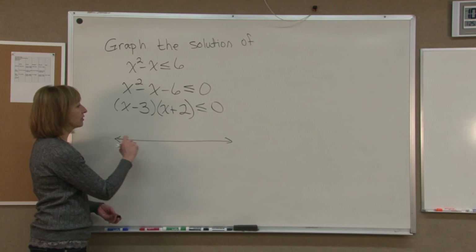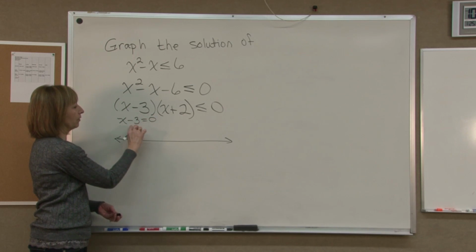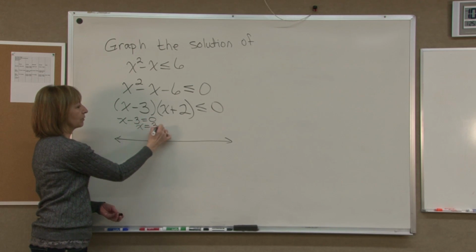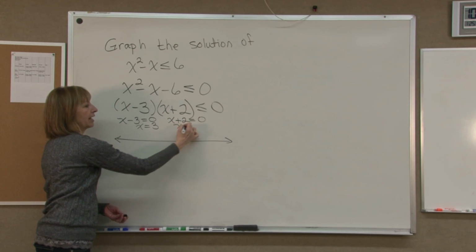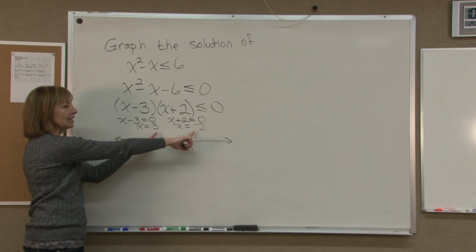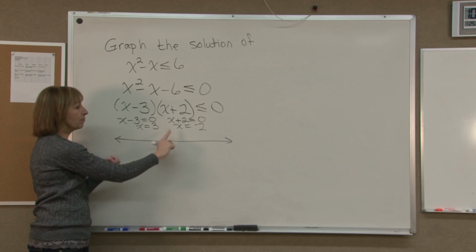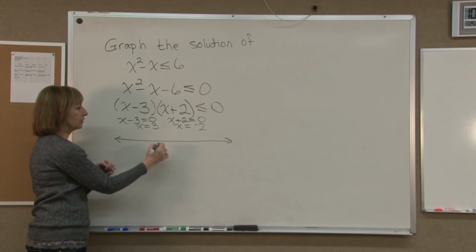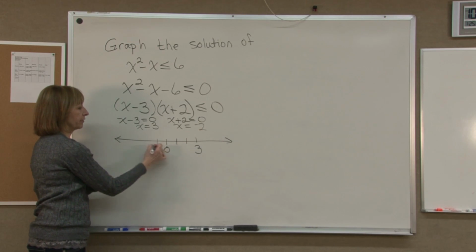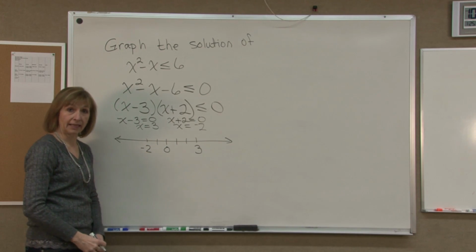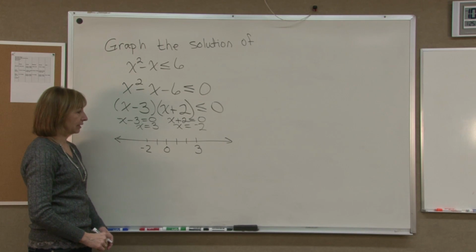So what we're going to do next is think about what we would have had with setting each of these factors equal to 0. Adding the 3 over, I have x equals 3. Subtracting the 2 over, I have x equals -2. And since these are the places where my product came out exactly to be 0, like we discussed before, I want to mark those on my number line. So x equals 3, we'll put 0 here, 1, 2, 3. And x equals -2 lies there on the number line. They're possibilities of places where we might have a transition happening.